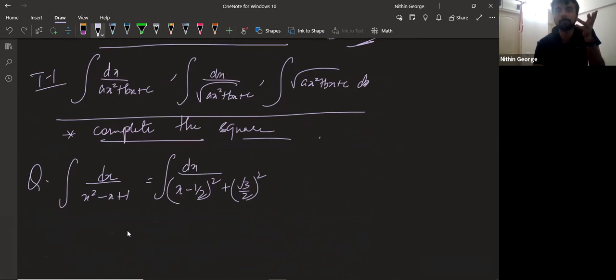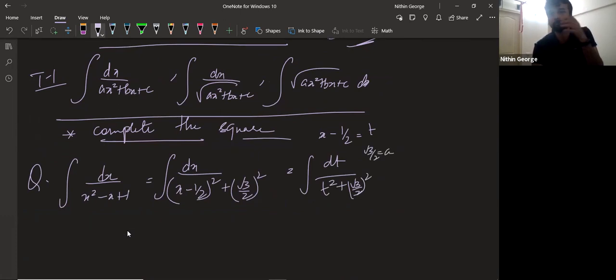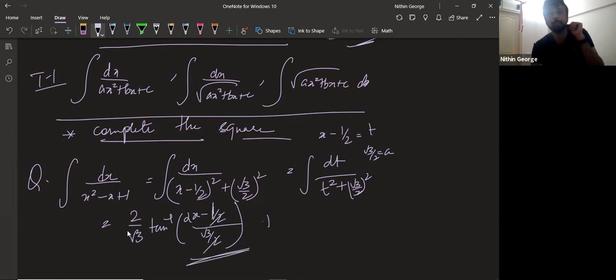You replace x minus 1 by 2 with t. So then it looks like dt by t square plus (3 by 2) square. So 3 by 2 is a. Then it's the form you're familiar with, right? This would be 1 by a, which is 2 by root 3, tan inverse t by a. So t is x minus half, and a is 3 by 2. 2 and 2 cancel out. This becomes 2 then. So you get (2x minus 1) divided by root 3 plus c.